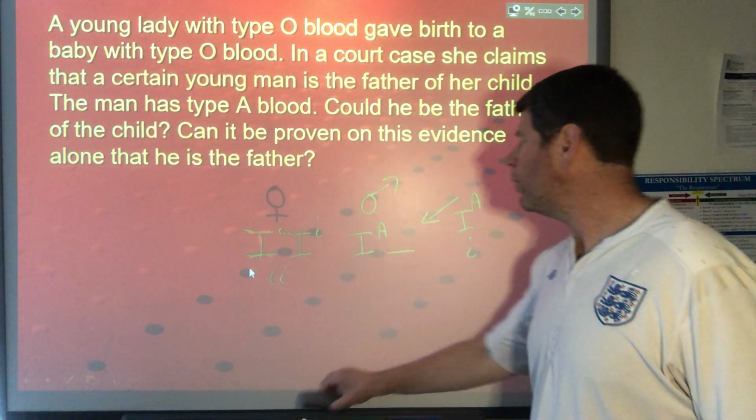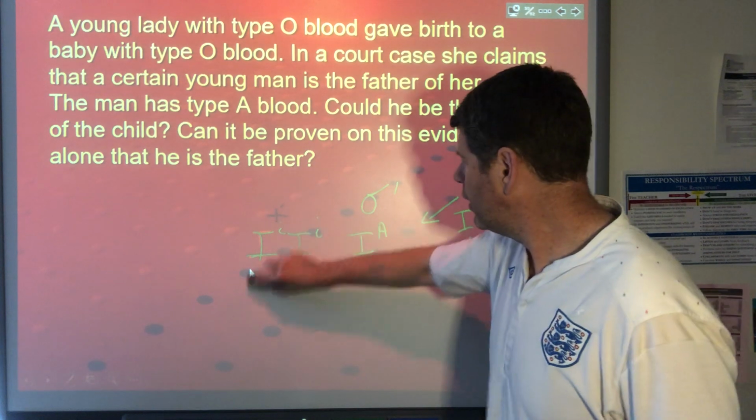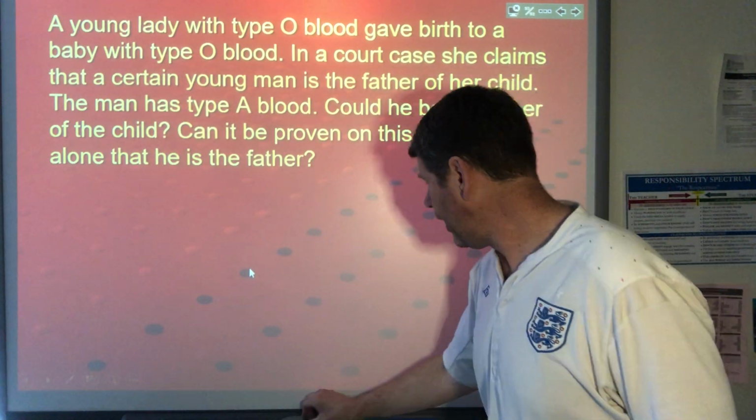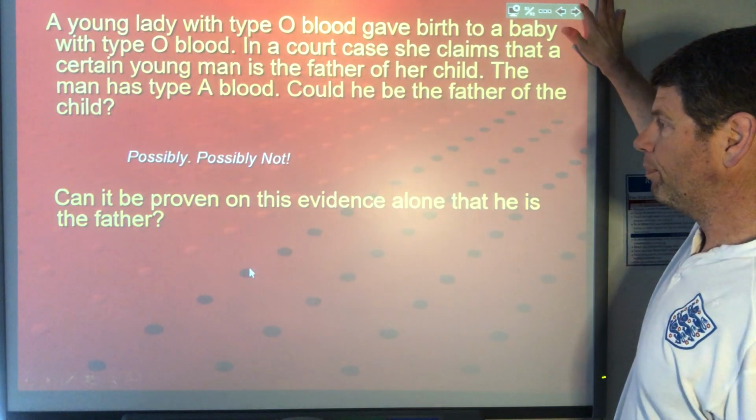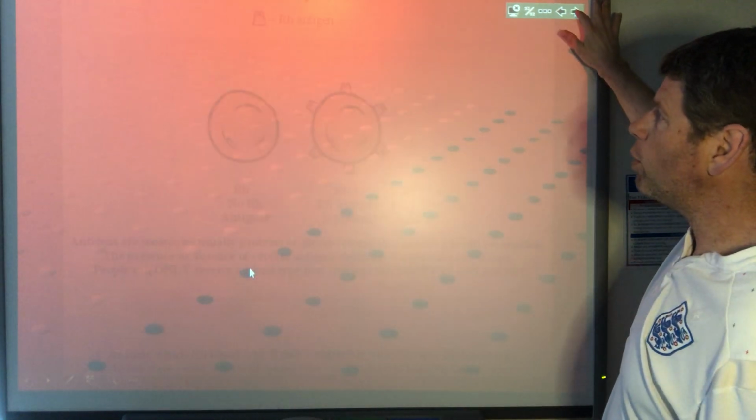Even though I'm erasing this here, the explanation is still on the slide. There's the explanation there, kind of what I went through with you already.